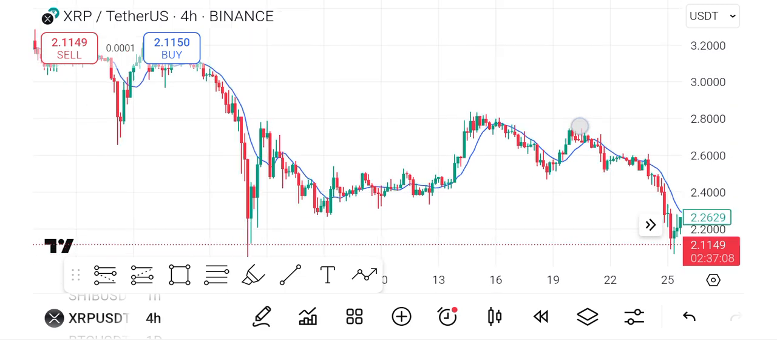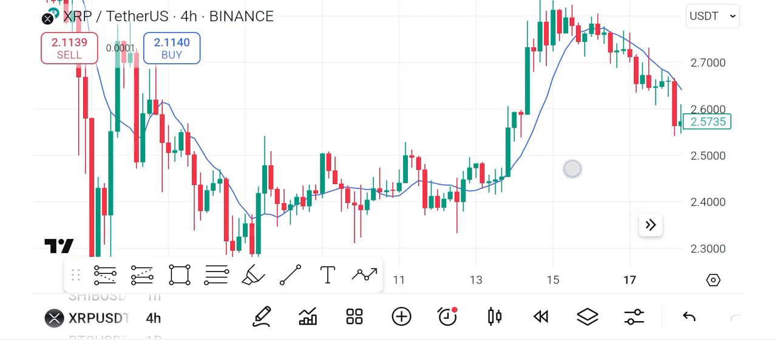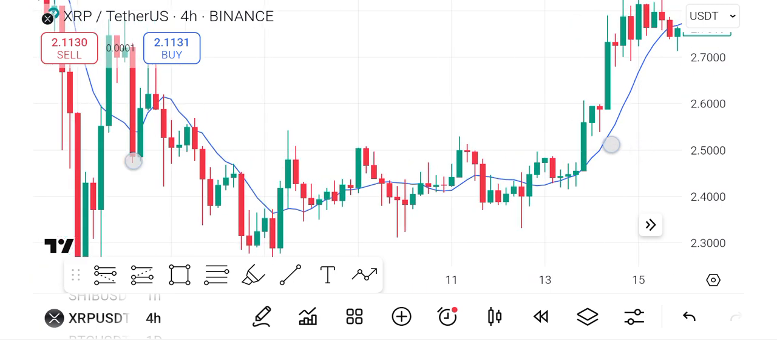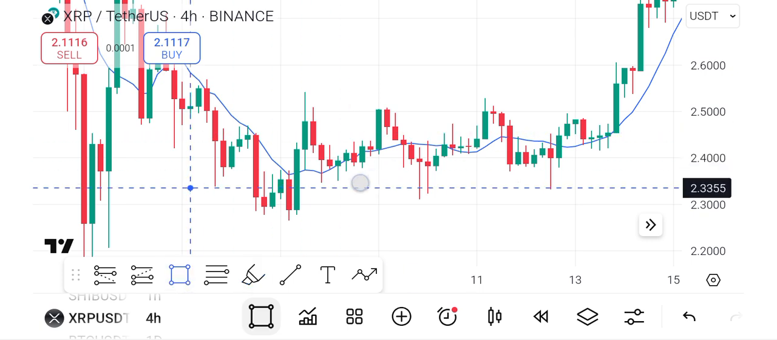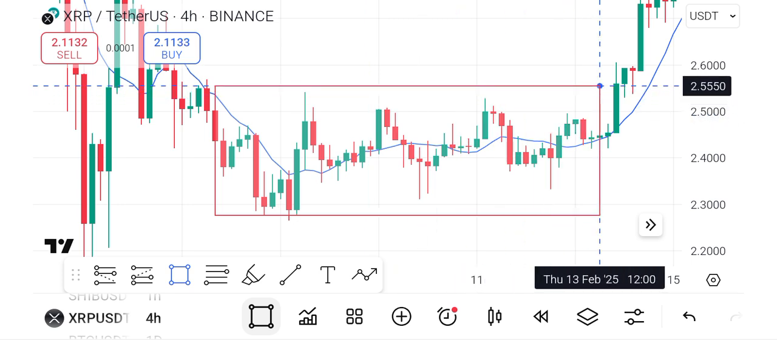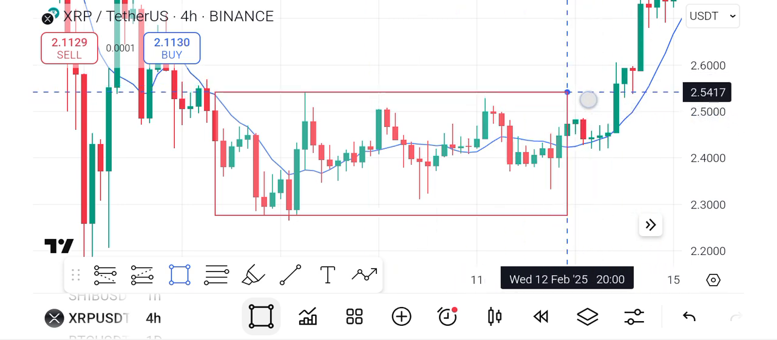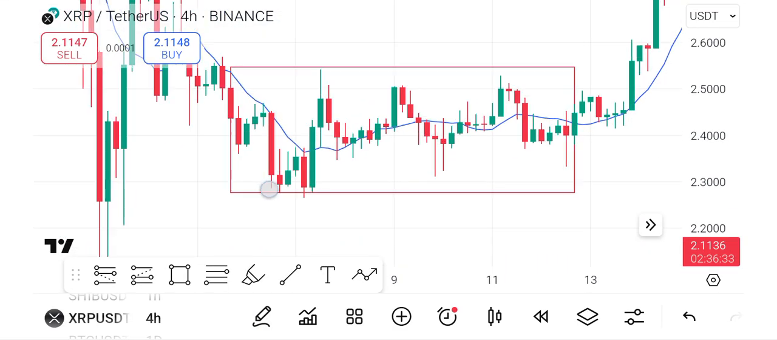So let's see what we can have. Okay, let's take a look at this market here. From this point here, let me create a box for you. If you watch it very well, you will see that the market is ranging. It's creating up and down movement.